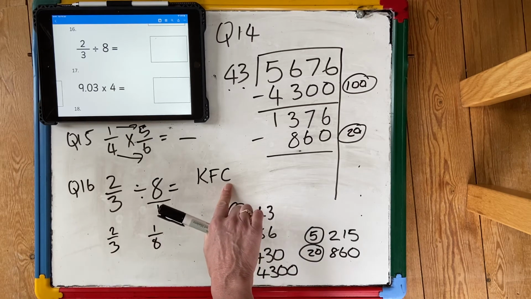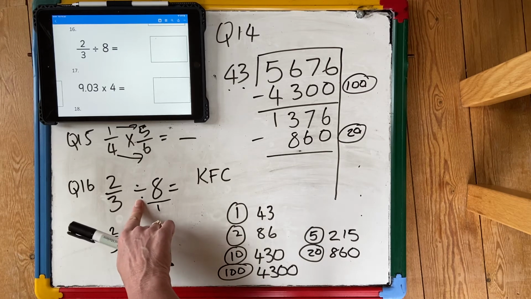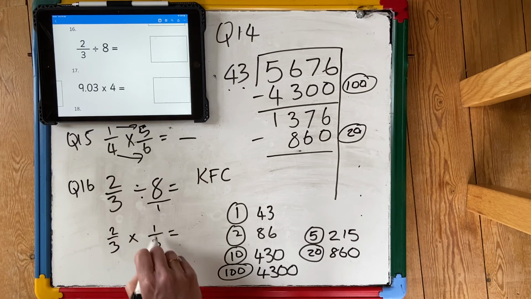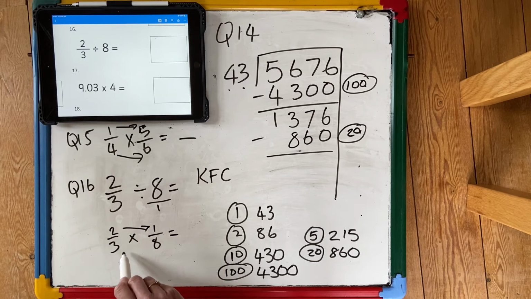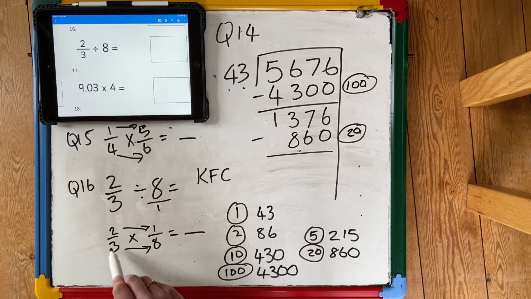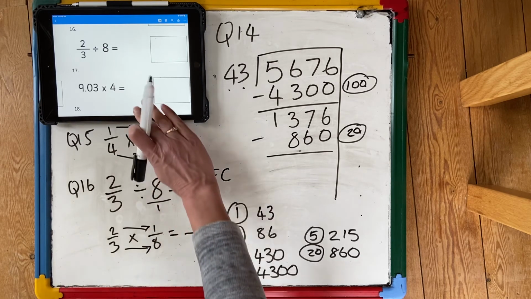And then we change the operation. So instead of dividing, we are multiplying. Now, because it's multiplying fractions, we can just multiply the numerator, then multiply the denominator. So 2 times 1 is what? 3 times 8 is what? Well done.